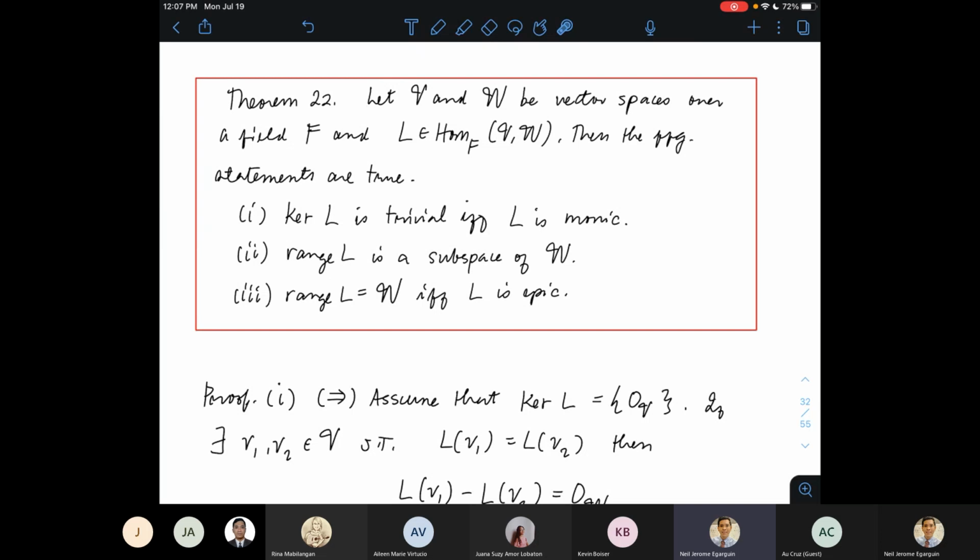All right, thank you. Let's go to the second part of the theorem, 22.2. So here we want to show that range L is a subspace of W. So what do you think is a good approach here? Paano ko mapuprove si part 2 ng theorem? Any suggestion?